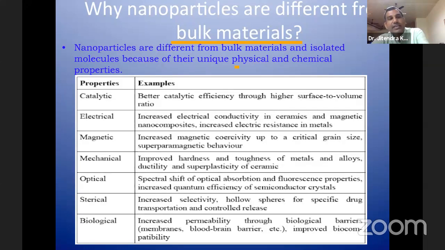So each nanoparticle is unique in terms of the physical property as well as the chemical property. Because each particle has a different property, but bulk material shows the overall physical and chemical property. But in nanoparticles, we are working in a nanometer range or atomic range. So each atom or each particle has different physical and chemical properties.